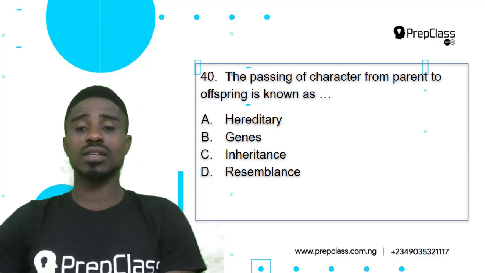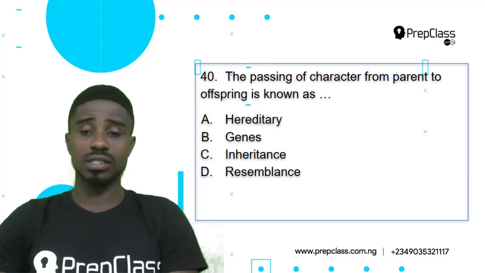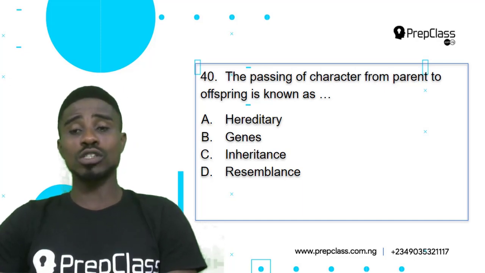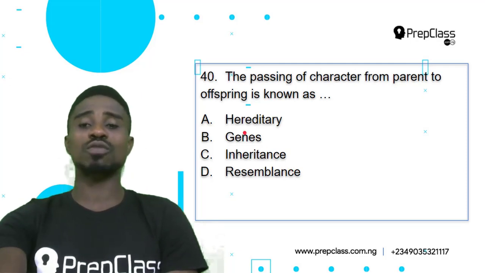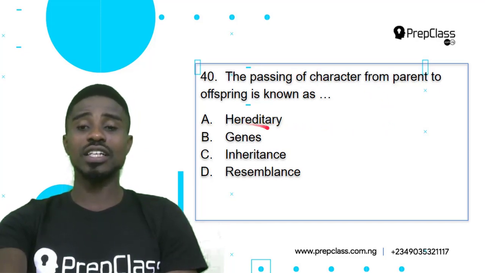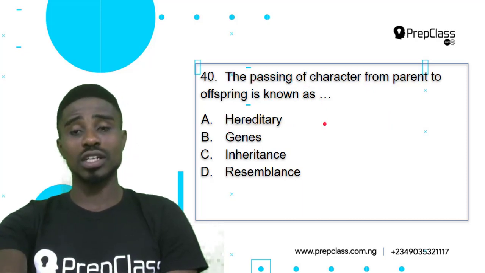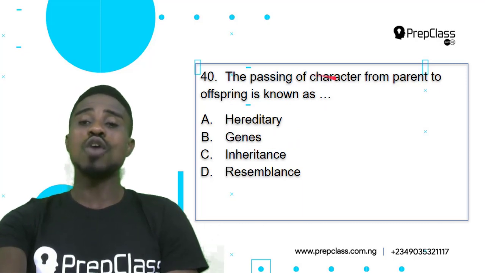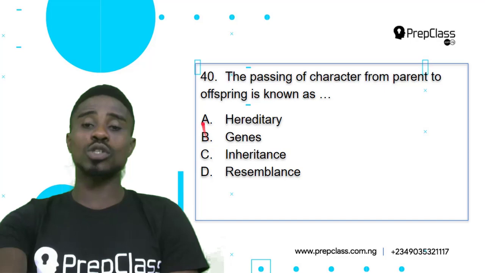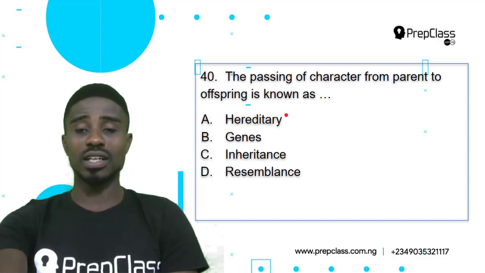Parents definitely pass characters to their children, and these characters can be seen in their children as a result of the transfer of genes, because genes are responsible for various characters. Now, the process in which parents transfer characters or genes to their children is known as hereditary. Now, when they transfer the genes to their children, the genes will now be responsible for various characters. So option A, hereditary, will be our correct answer.